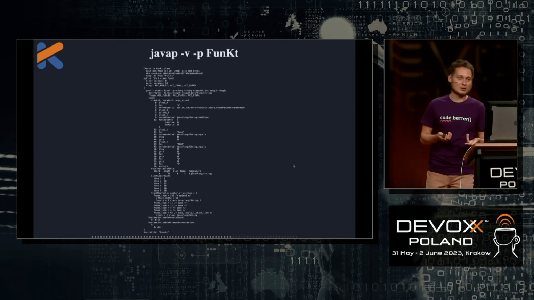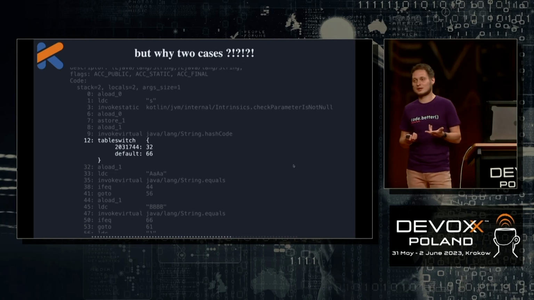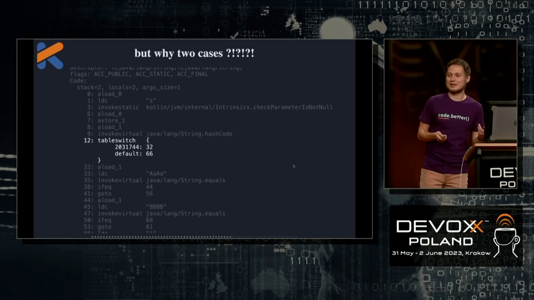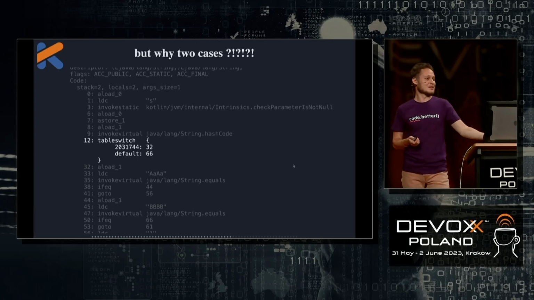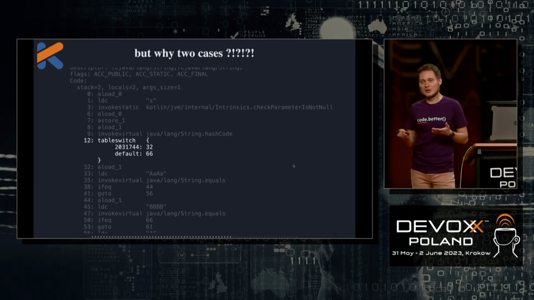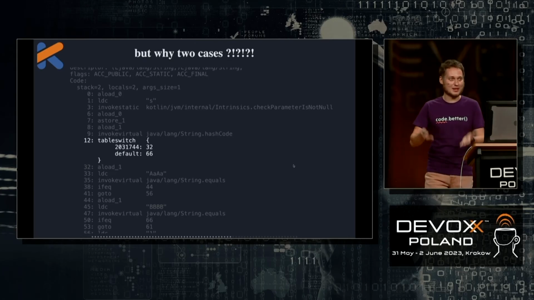Let's have a look. We compile, we decompile. Here is a switch. How many cases did we expect? Three, right? The default and two strings. But we got default and a number. Why so? Well, because in the JVM, there is no switch by string. In the JVM, there is switch by integer.